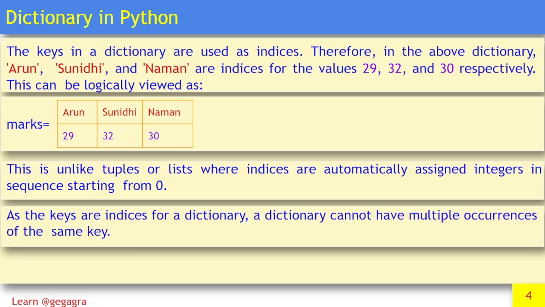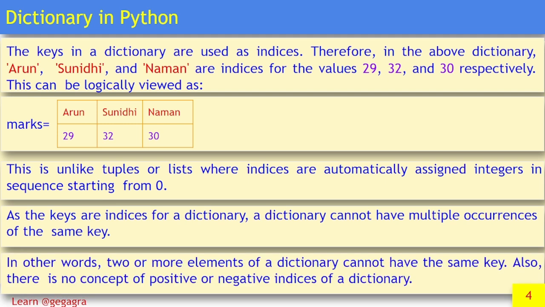As the keys are indices for a dictionary, a dictionary cannot have multiple occurrences of the same key. Means one key cannot be repeated in the dictionary. There should be some little difference in the keys, but keys should not be the same. In other words, two or more elements of a dictionary cannot have the same key.